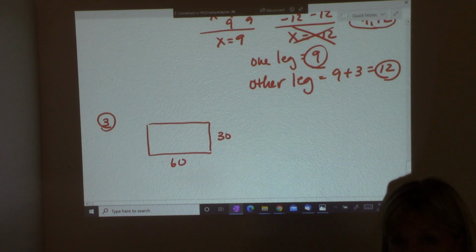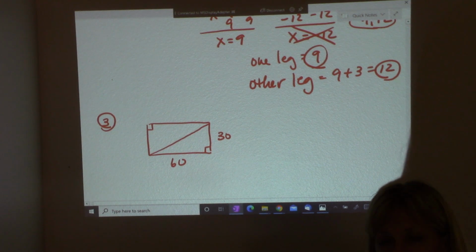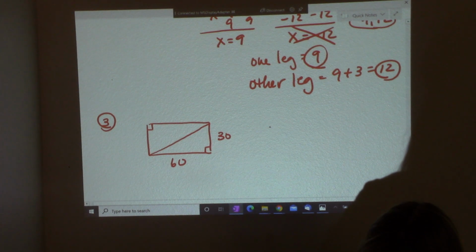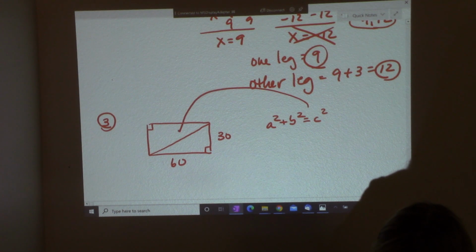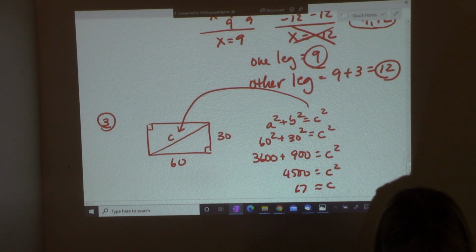Well, if it's a pool and it's rectangular, I've got right angles here. And if I swim diagonally across the pool, I'm going from one side to the other. Well, what does that create? It creates a right triangle. And if I have a right triangle, then I can use the Pythagorean theorem. And c squared would be my diagonal. So I have 60 squared plus 30 squared equals c squared. So I get 3,600, 900, and I get 4,500. And if I take that, I get approximately 67.